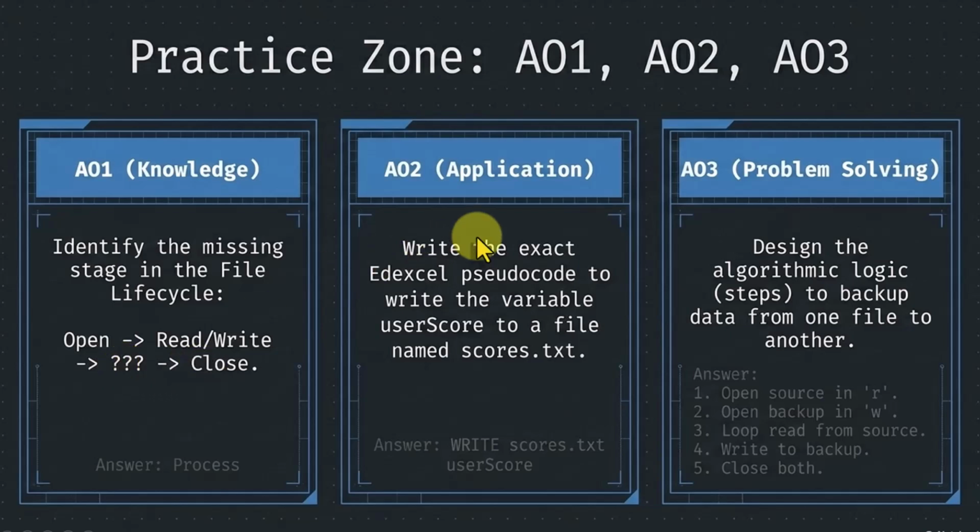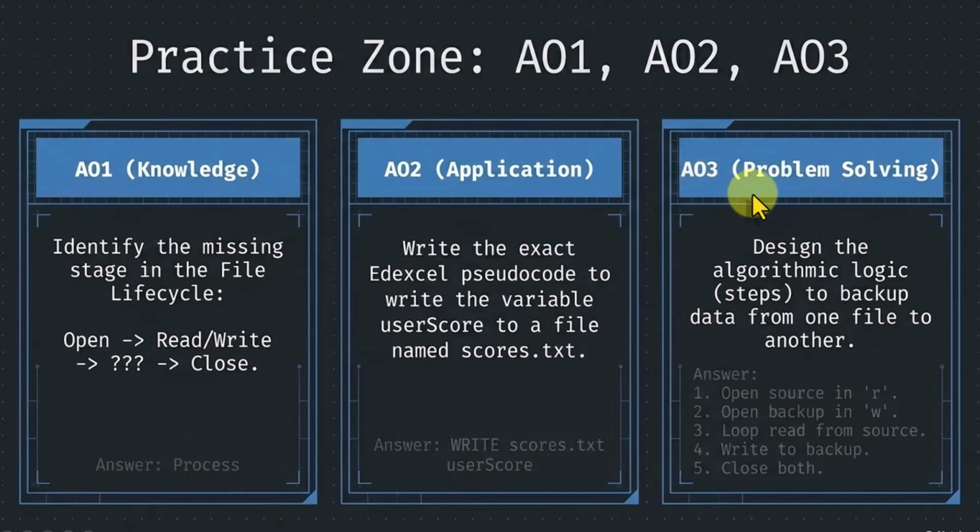The second question. Write the exact Edexcel pseudocode to write the variable user score to a file named scores.txt. So write scores.txt. By the way, just put quotation marks there, okay? Comma user score. So that will write the value of user score to scores.txt.